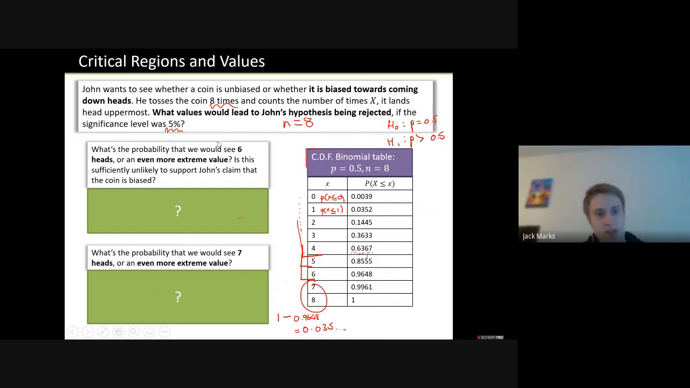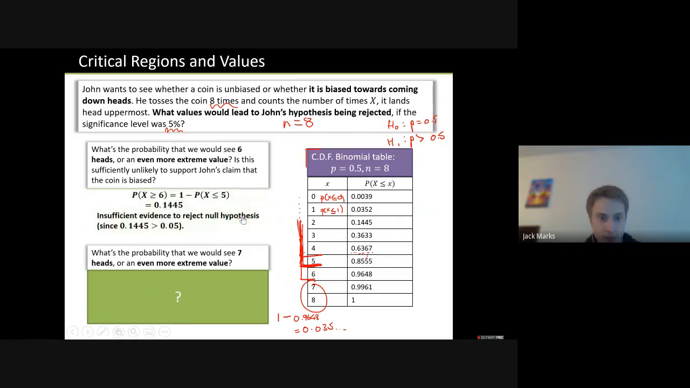So let's go through it. What's the probability that we would see 6? What's the probability that you would see 6 or a more extreme value? Well, 6 or a more extreme value is everything below the 5. So it's about 15%. Okay, 15% is not small enough to be less than the significance level. Sorry, it was 5%, not 10%.